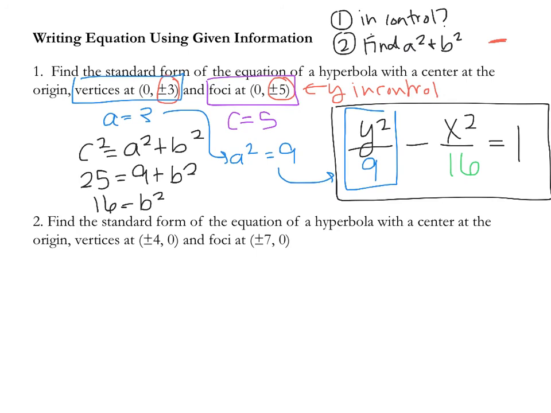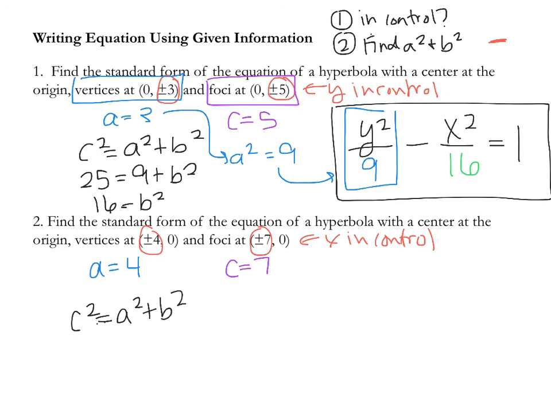All right, number 2 says find the standard form of the equation of the hyperbola with a center at the origin, vertices at plus or minus 4, 0, and foci at plus or minus 7, 0. So this one's just slightly different than the last one. For this one, we're noticing that x is in control because those points would move left and right. And I know a equals 4, and I know c equals 7, because the foci give me c and the vertices give me a. I'm going to use my formula right now. C squared equals a squared plus b squared. 49 is equal to 16 plus b squared. And then I'm just going to subtract, and b squared is equal to 33.